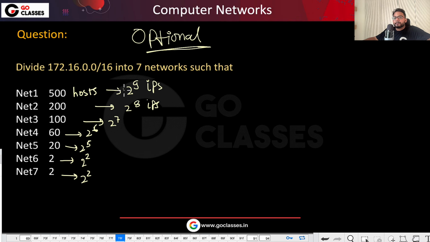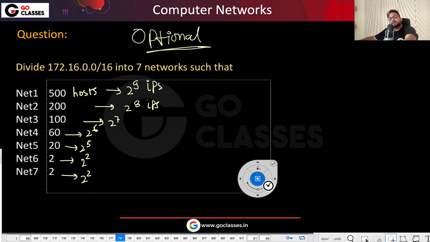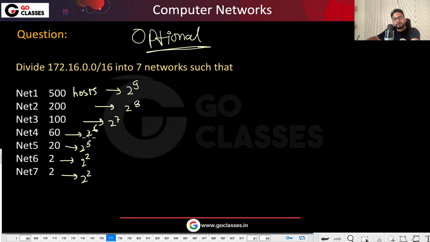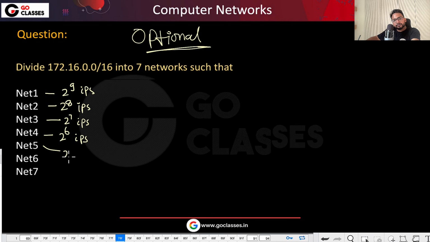So we want to divide such that each network has these many IPs. Let me just write like this. This must have 2 power 9 IPs. This is 2 power 8 IPs. This is just an optional discussion. I don't think it is needed for this video, but let me quickly do it. Then 2 power 6 IPs and 2 power 5 IPs. Then this is 2 power 2 IPs, like this, right?